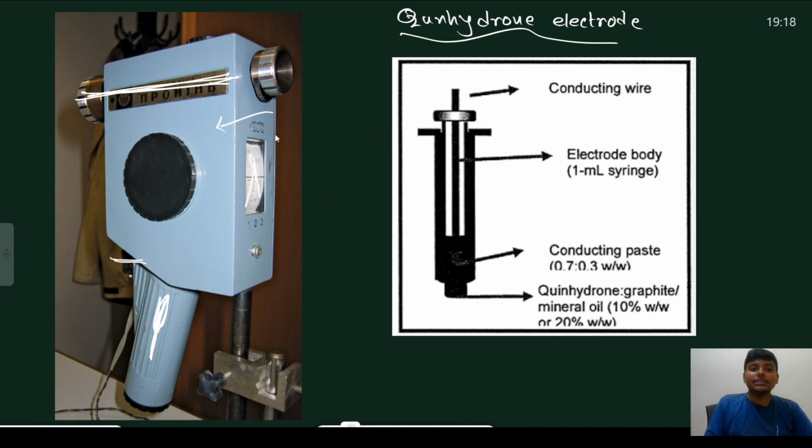This is attached with an ammeter and all the things attached together. Inside this, the electrode is there. When you press the conducting wire, then what happens? Inside there is graphite and a quinhydrone mixture. Then there is a reaction and it will conduct electricity.